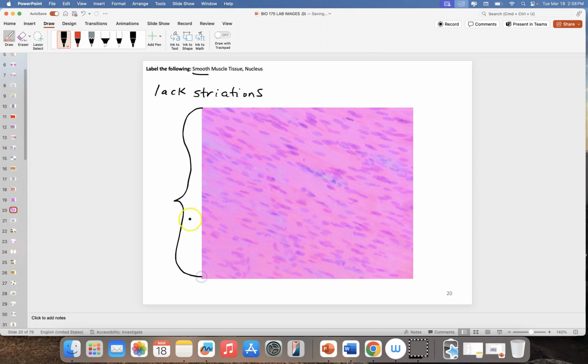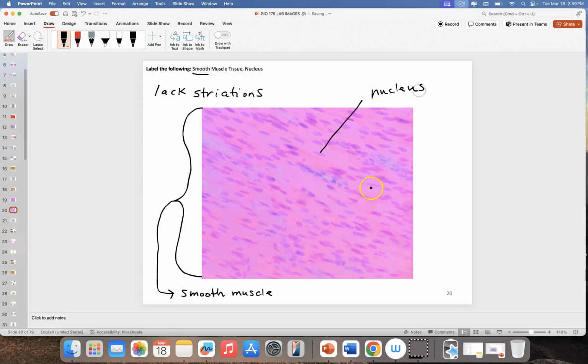There's also only one nucleus per cell. That's another way that we can identify this from skeletal muscle, for example, because we know that skeletal muscle is striated and it's also multinucleate. Smooth muscle lacks striations and each cell has a single nucleus.